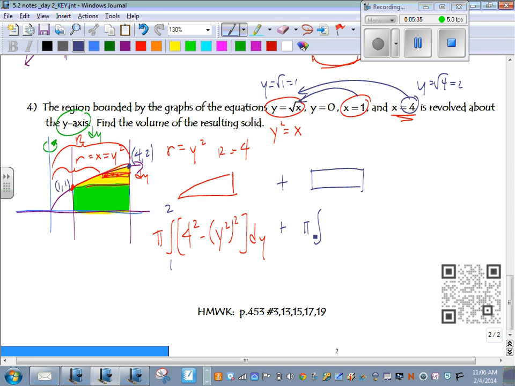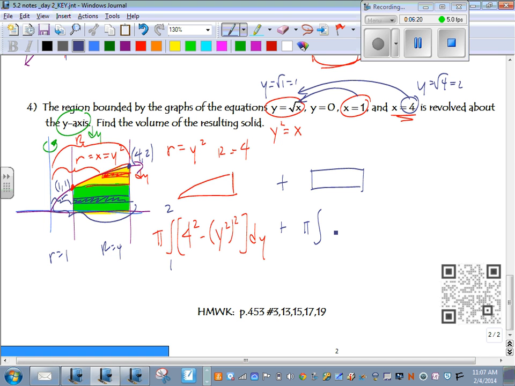So we need to figure out the little radius and big radius for that one. Well, remember, little radius is always going to be the axis of revolution to the closest function. Well, the closest function here is x equals 1. If we look at a rectangle here, the left side of that rectangle is always going to be touching the line x equals 1. That means the little radius is always going to be 1. Our big radius goes from the axis of revolution to the furthest function, and that is x equals 4. The right side of the rectangle, no matter where we draw it, is always going to have a big radius of 4.